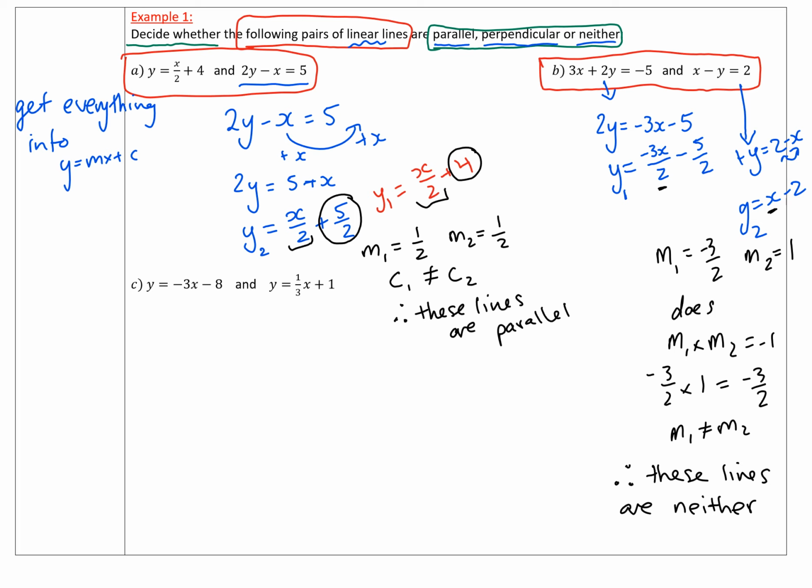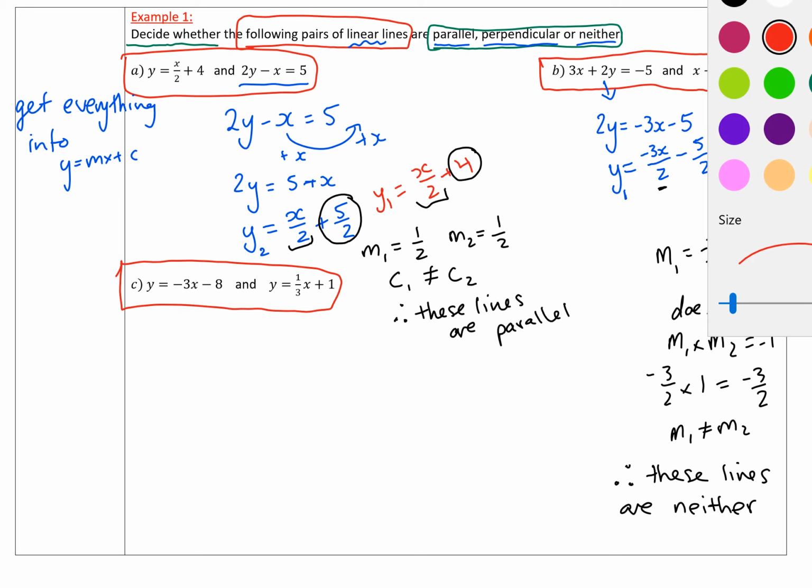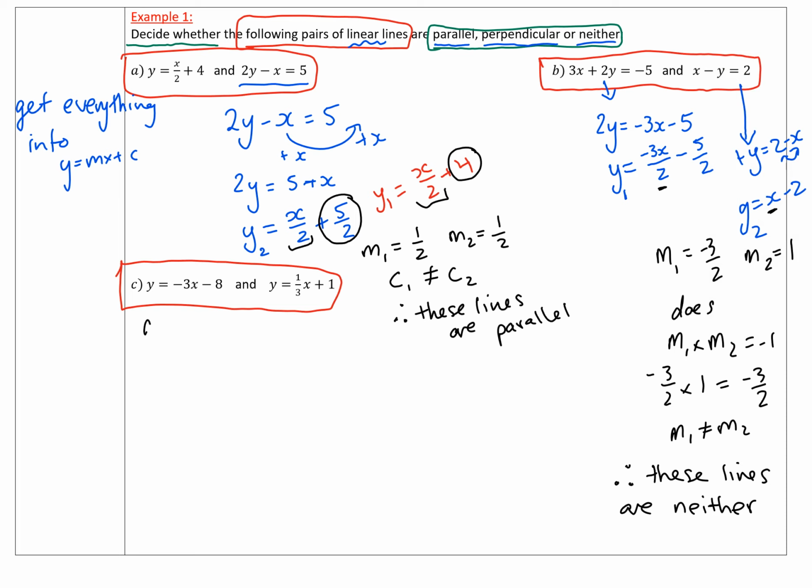For our last attempt, we've got y equals negative 3x minus 8 and y equals 1/3 x plus 1. So looking at these lines, it's quite clear to see that they're not parallel. They're both in the form of y equals mx plus c, but we know that our first gradient for y1 is equal to negative 3, and our second gradient, let's call it for y2, is equal to 1/3. So given they're not equal, they're not parallel, let's test for perpendicular.